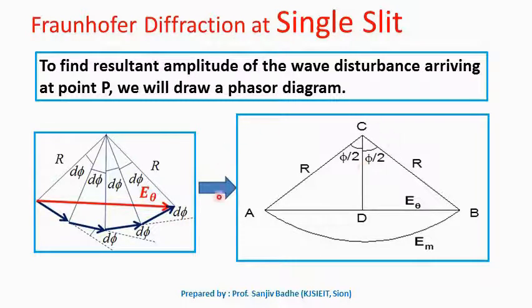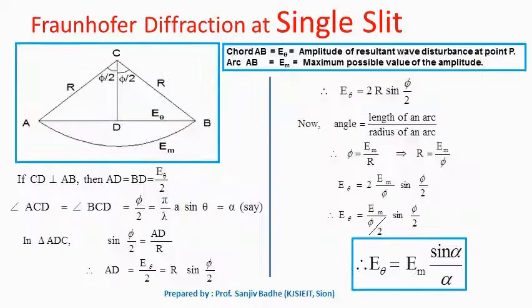Now with the help of this diagram, we will try to get the relation for E theta, and from this resultant value E theta, we can get for which value of theta we will get maximum intensity, and for which value of theta we will get minimum intensity. So let us try to see how that is done. Once we get this diagram, the further part is very simple.